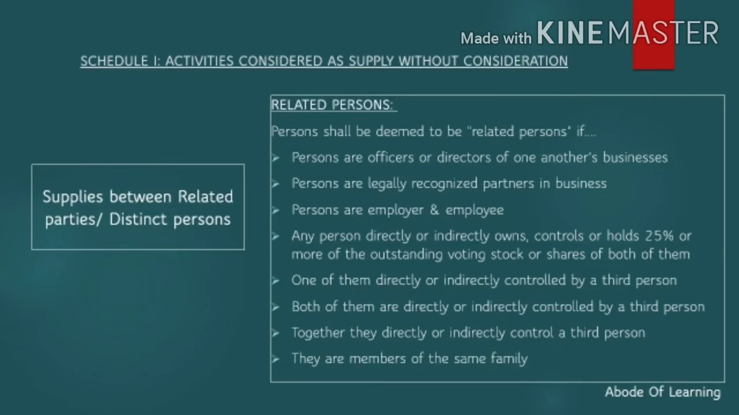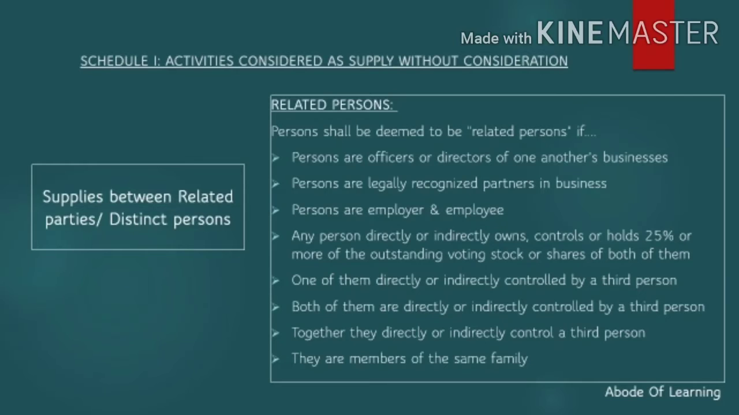Supplies between related parties or distinct persons. So who are known as related parties? Persons who are officers or directors of one another's business. Means let's just say two people are there, they are the officers or directors of each other's business. Means Mr. A is partner or director of Mr. B's business, like that. Persons who are legally recognized partners in business. Persons who are employer and employee.